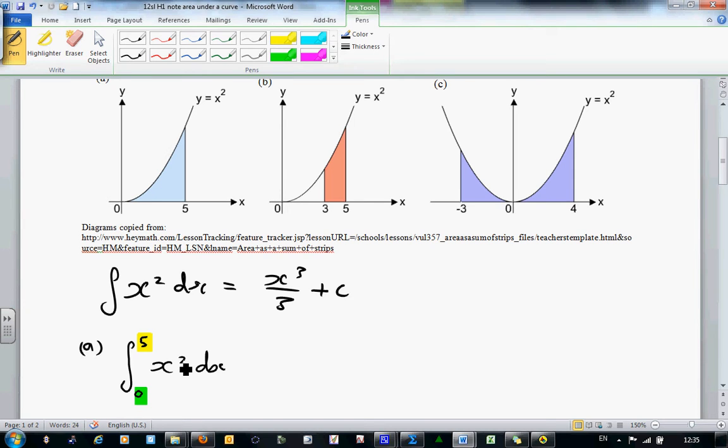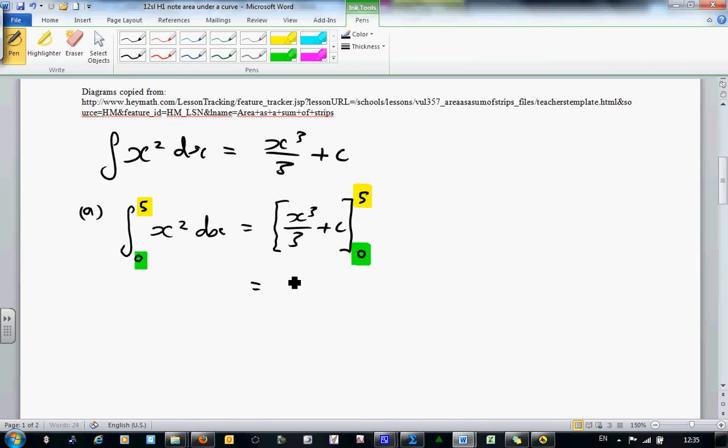Well, clearly that's going to be x cubed over 3 plus c. That won't change. But what I'm now doing is I'm going to say I want to evaluate that between 0 and 5, where 5 is the upper limit, 0 is the lower limit. And this is now written as 5 cubed over 3 plus c, take away 0 cubed over 3 plus c. And so what I'm doing here is the upper limit, which is the yellow one, is placed in the first bracket, and then I'm subtracting this value here.